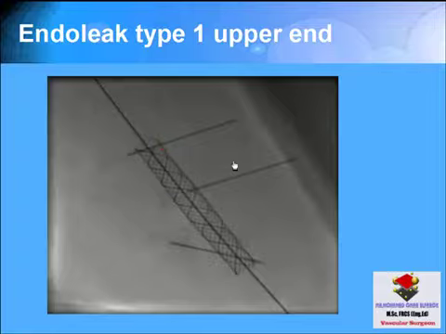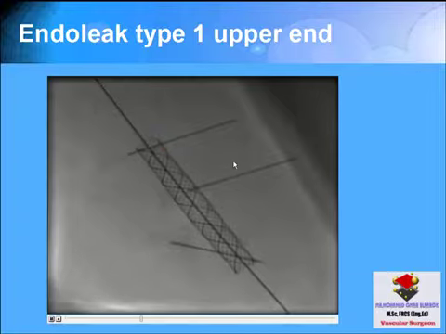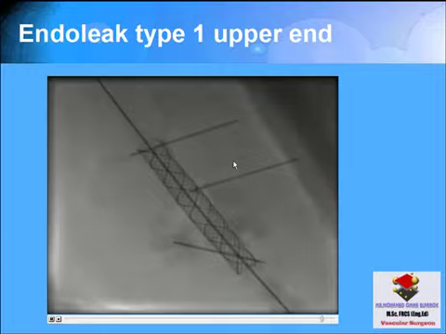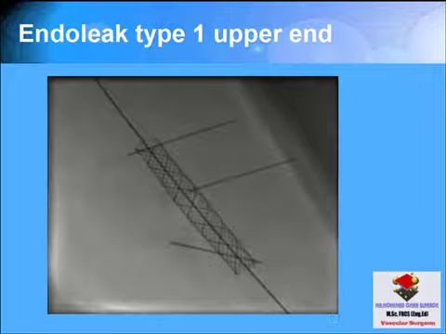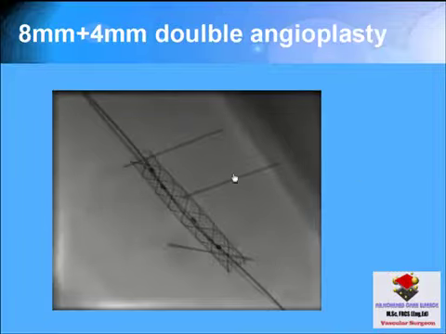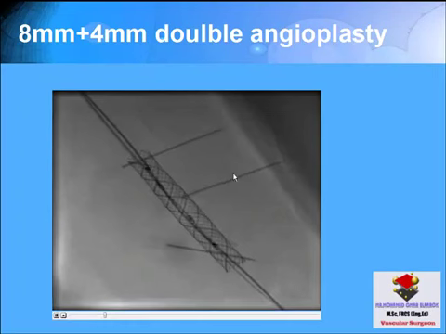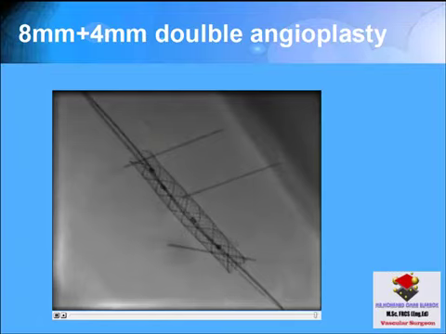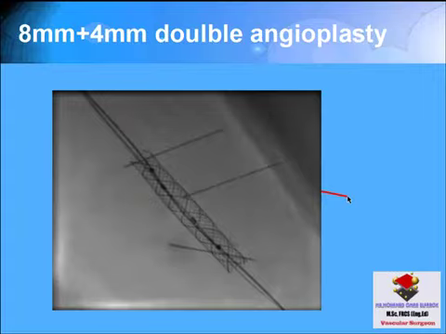So we said we're going to redilate it, and because we didn't have a 10 or 11 millimeter balloon, we said fine, we're going to use two balloons. One is 8 millimeter and the other one is 4 millimeter in diameter. So we have two balloons, one 8 millimeter, one 4 millimeter, on each other, trying to inflate the proximal end of the graft. And this is a double angioplasty for this patient.